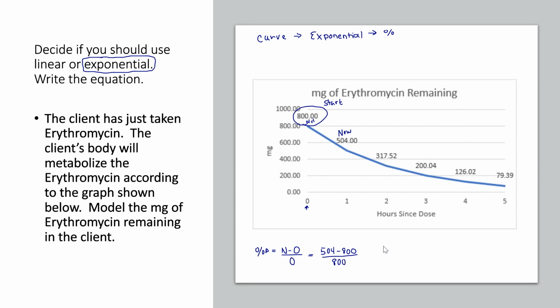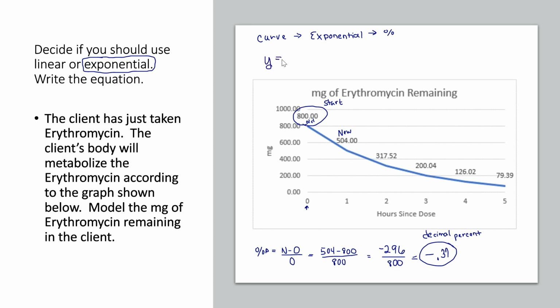And so doing the math on my calculator, 504 minus 800 gives me a negative 296. And then I divide that by 800. And that gives me a negative 0.37. So that is the decimal for the percent. So I noticed my start. I have the percent of change as a decimal. I'm ready to use my formula.